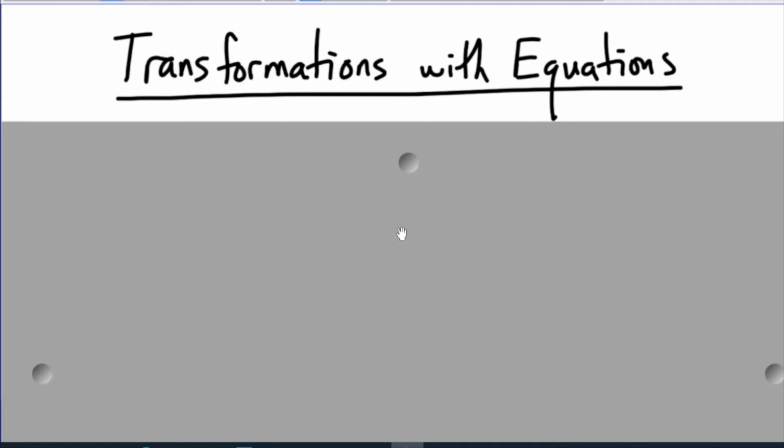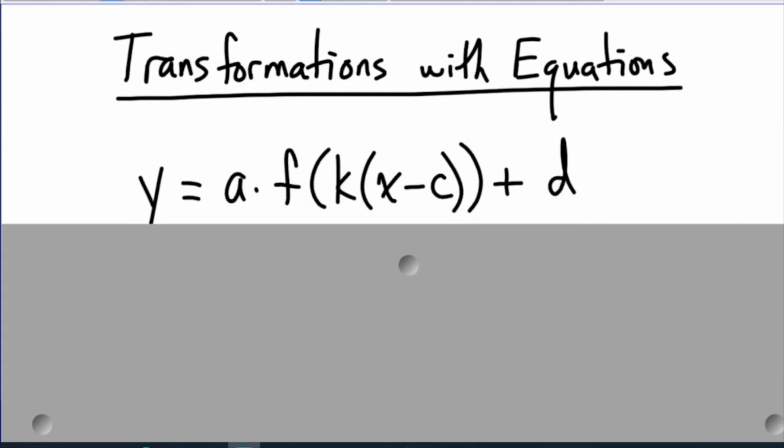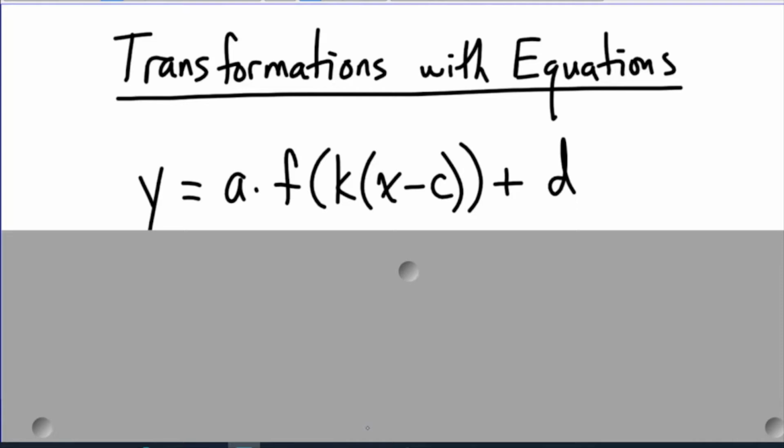When it comes to equations, what you're doing is comparing whatever equation you have to this general equation: y is equal to a times f of k x minus c in a bracket plus d. The a, the k, the c, and the d are all different types of transformations. The a and the d will affect your y values in your table of values, and the k and the c will affect the x values in your table of values.